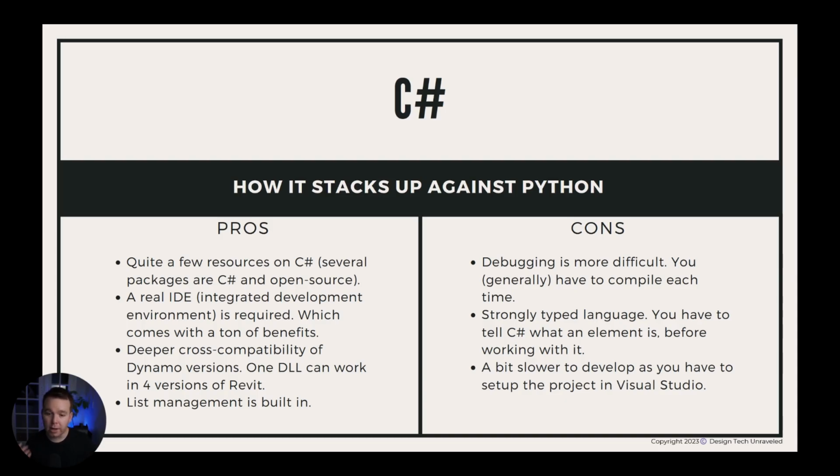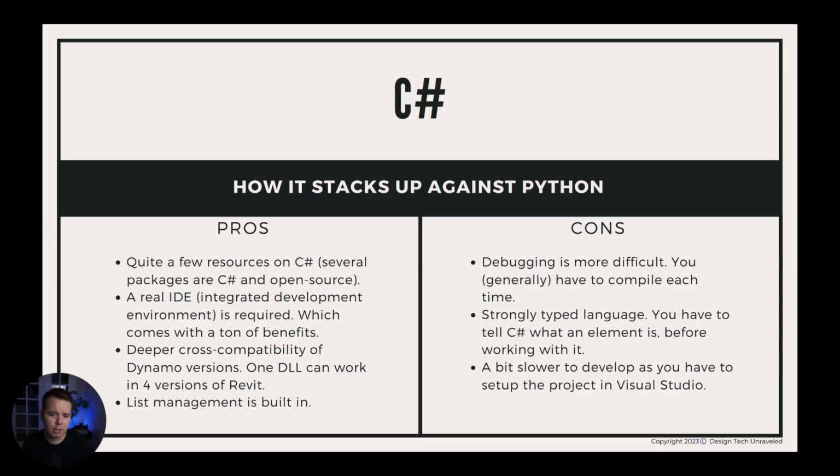On to the cons. Debugging is a little bit more difficult because we are compiling our code into a DLL. We are having to compile it each time, open Revit, open Dynamo, test it, close Revit, close Dynamo, edit it, compile it. It starts to get a little tedious in that way. Visual Studio 2022, which we'll be using, does have some features to let you dynamically reload it without closing Revit, but it is a hit or miss, so that is something to keep in mind.